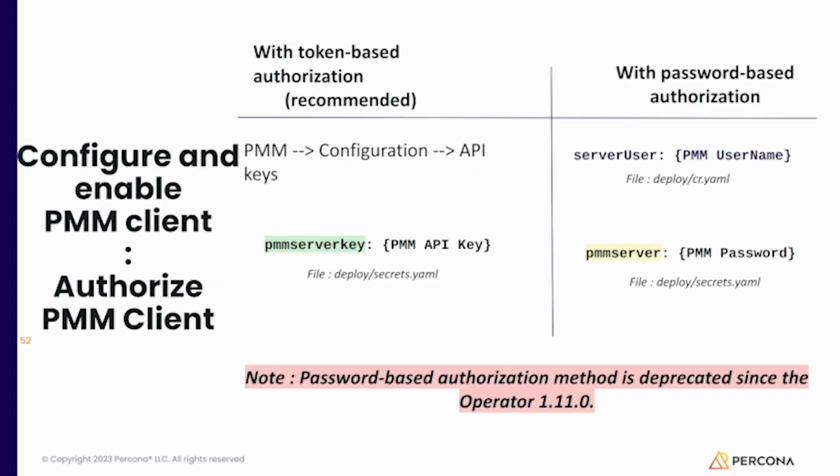So how to authenticate the clients? On the left, there is token-based authorization. On the right is password-based authorization. Starting from the previous version 1.11 for the operator, password-based is considered unsafe and is deprecated. So ideally, you should migrate to token-based authentication. The steps are super easy. You need to go into PMM, settings and a couple menus, one button, generate the token, then copy-paste the token in here on the secret file, and it will work.